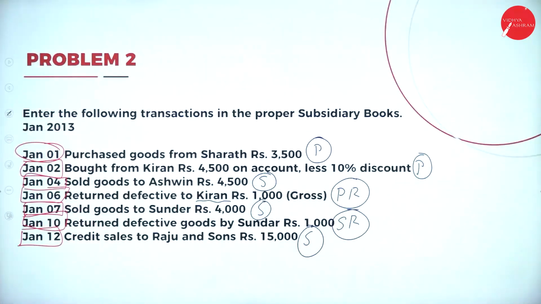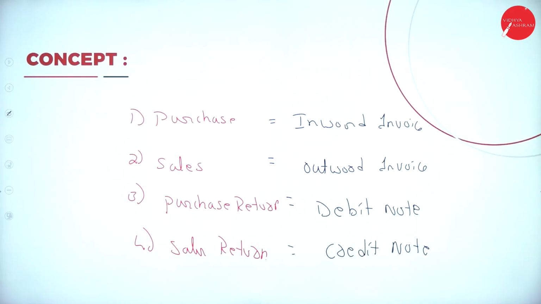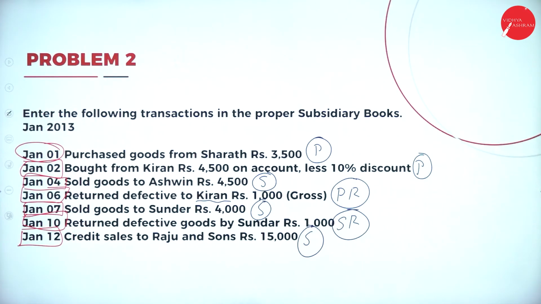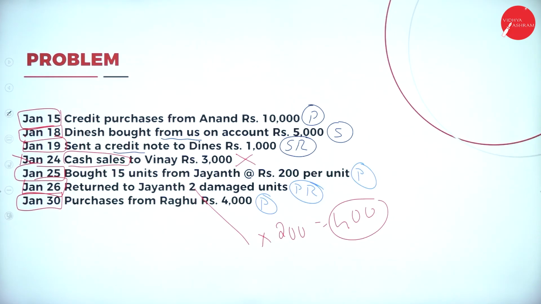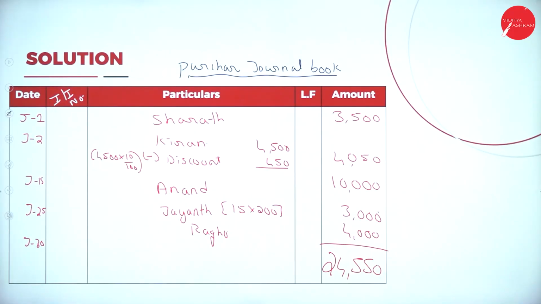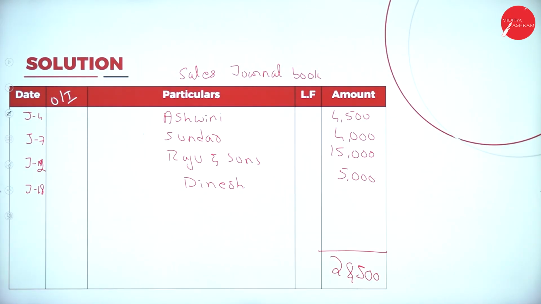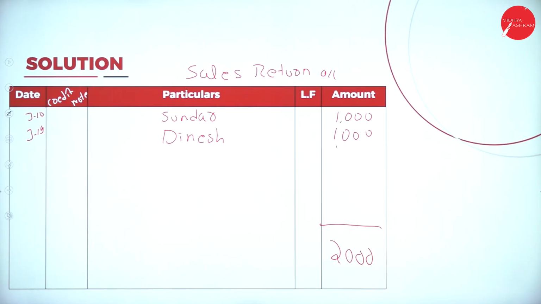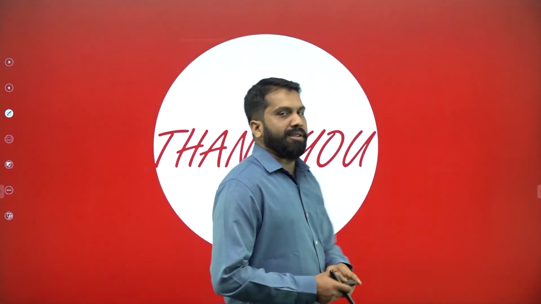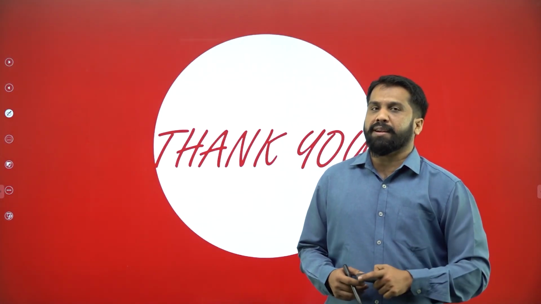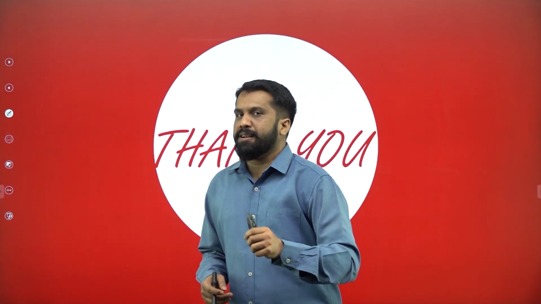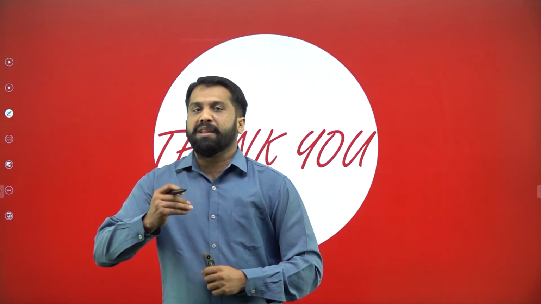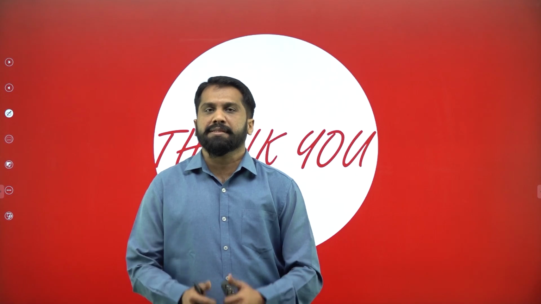So this is your problem number 2. Before that we did concept. Problem 2. Continuation of problem 2. Your solution part 1, solution part 2, solution part 3, and solution last part 4. So this is all about your today's session. Hope you understood what is subsidiary books. We have done the complete problem of subsidiary books. Thank you.